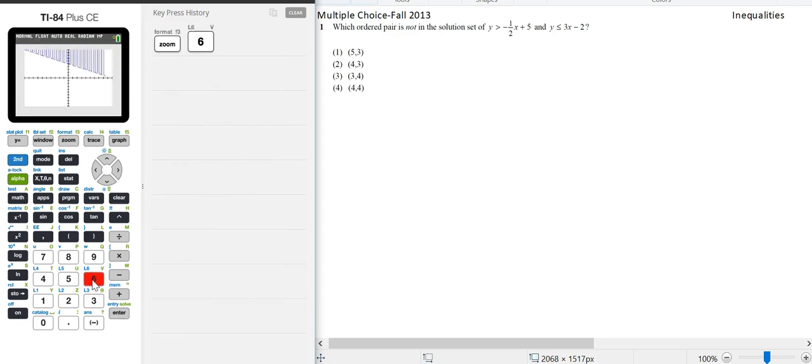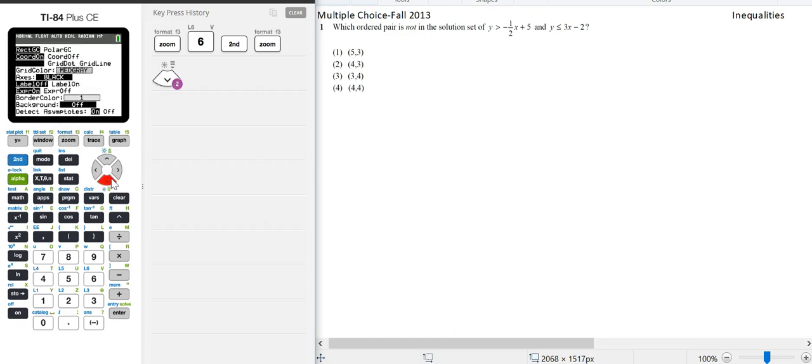That's our first inequality. And that's our second inequality. It would probably be easier if we put grid lines on the graph now so we could see where all these points are. So to do that, we're going to press the second button and we're going to press zoom, so we're in the format menu. And we're going to scroll down to grid off, and notice that grid off is highlighted, but we want to have grid lines. So we're going to scroll 2 places to the right and click enter over grid line.